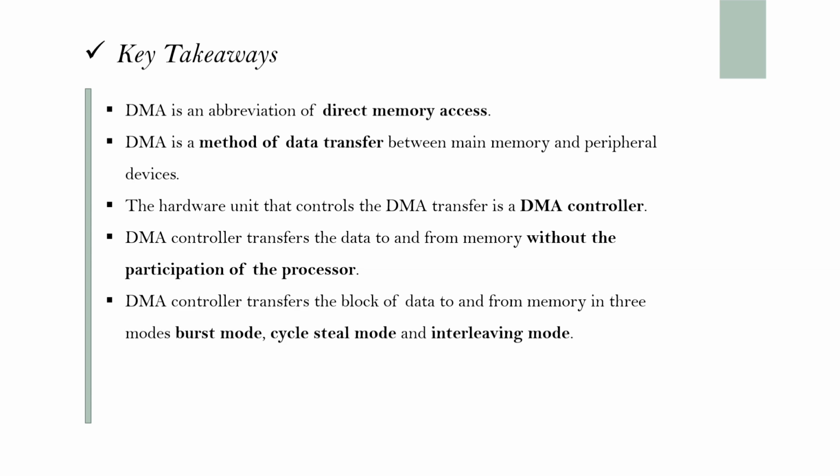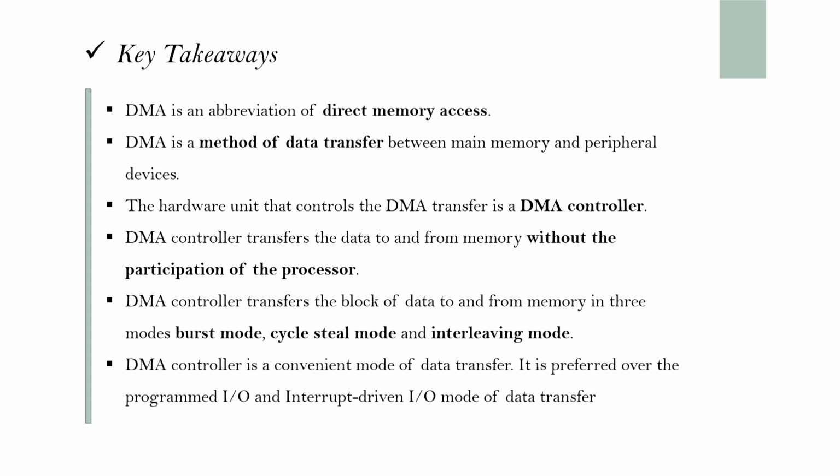The DMAC transfers blocks of data to and from memory in three modes: burst mode, cycle steal mode, and interleaving mode. The DMA controller is a convenient mode of transfer, and it is preferred over programmed IO and interrupt driven IO modes of transfer.